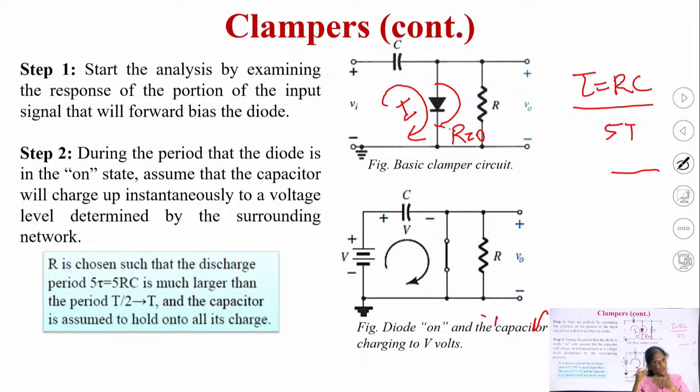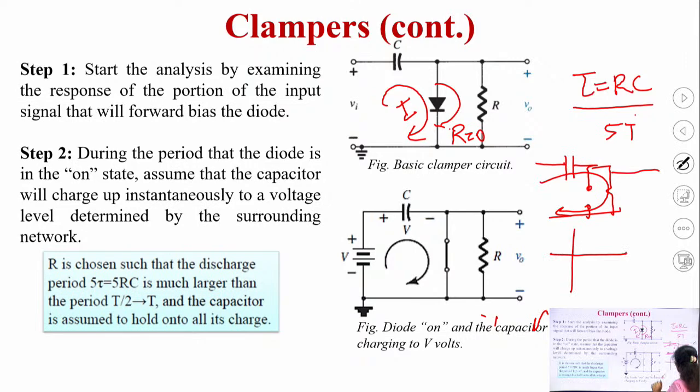So, because this resistance value is very less, that is why the charging of the capacitance will be very fast. But if your diode is in a reverse bias state, that means it will be open circuit, and if your diode is in open circuit mode, then the capacitor will try to charge through this resistance, which will require a time equal to 5t.